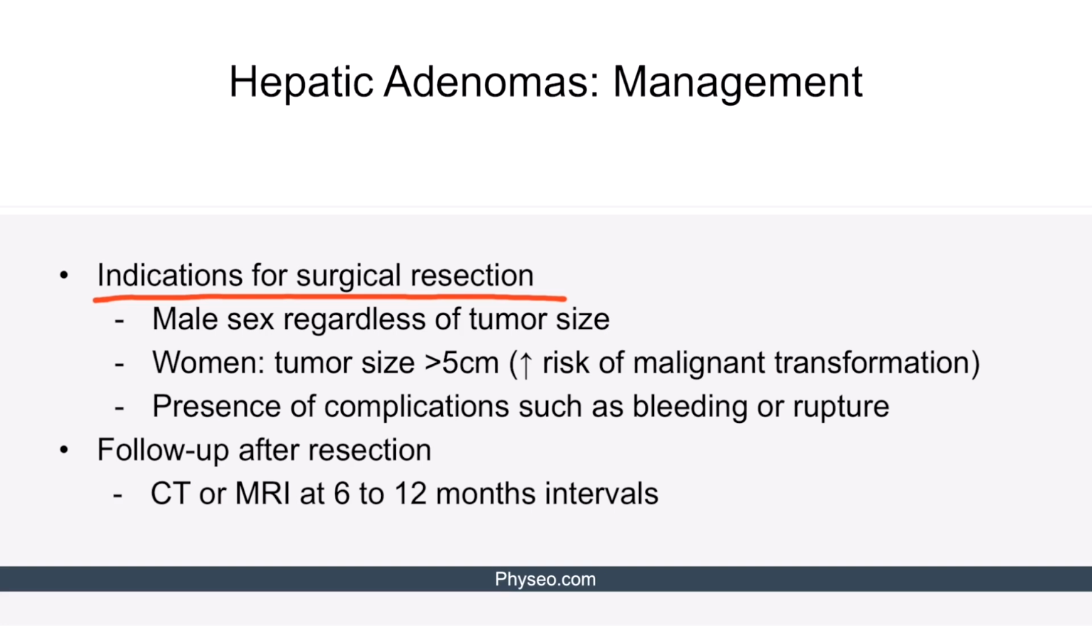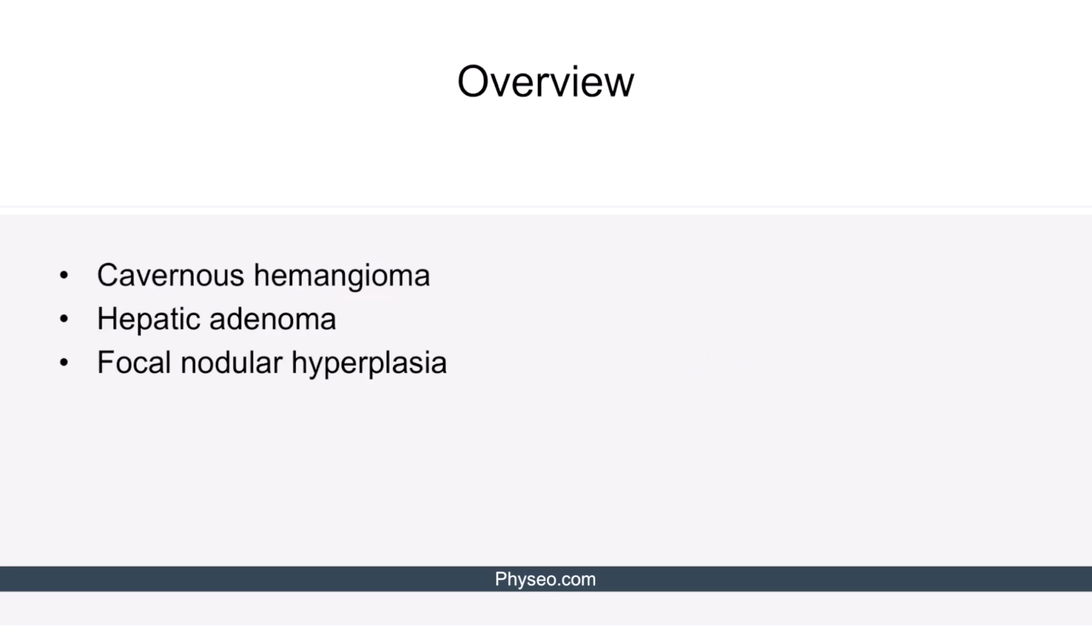An important part of management is following up with imaging such as CT or MRI at 6 to 12-month intervals to ensure that the tumor has not returned. Lastly, let's move on to focal nodular hyperplasia.